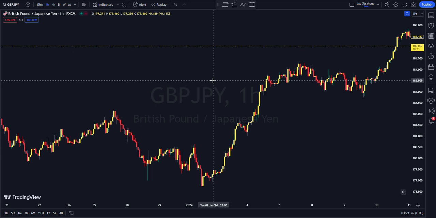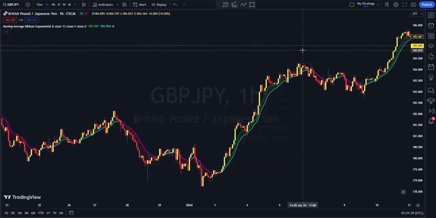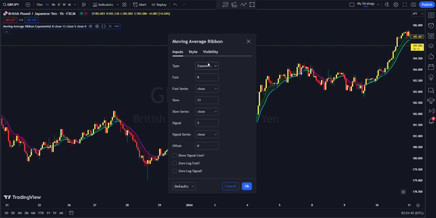To begin, go to the Insert Indicators option and search for the moving average ribbon. You will find several ribbons, but I recommend using the one created by Mort Digity as it has proven to be superior. Next, let's adjust the settings. Under the Input tab, select Simple for the type, and set the fast period to 50 and the close, and the slow period to 100 and the close.